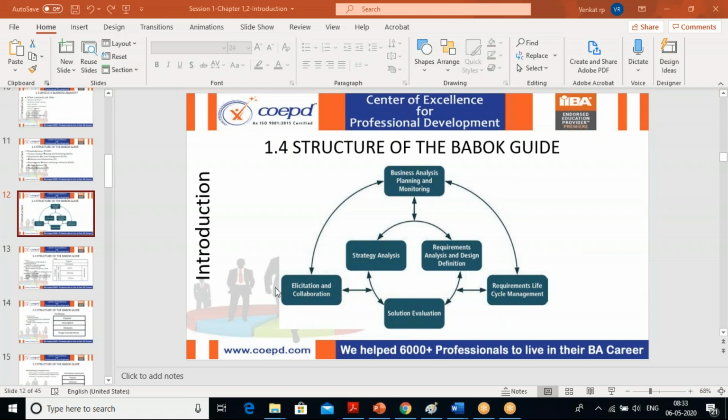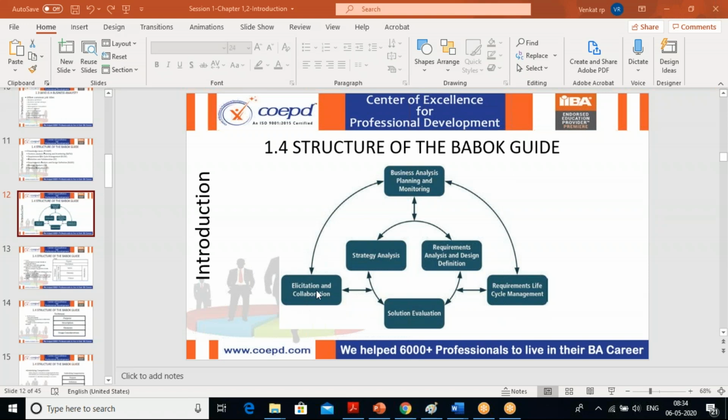And then elicitation and collaboration. Elicitation and collaboration means how we are going to interact with the stakeholders, and how we are going to extract the information from the stakeholders. All this we will be doing in elicitation and collaboration. Here we will come up with a framework of the process in which we need to connect with the stakeholder, and how we are going to extract information from the stakeholders. That framework about elicitation and collaboration with the client happens here.